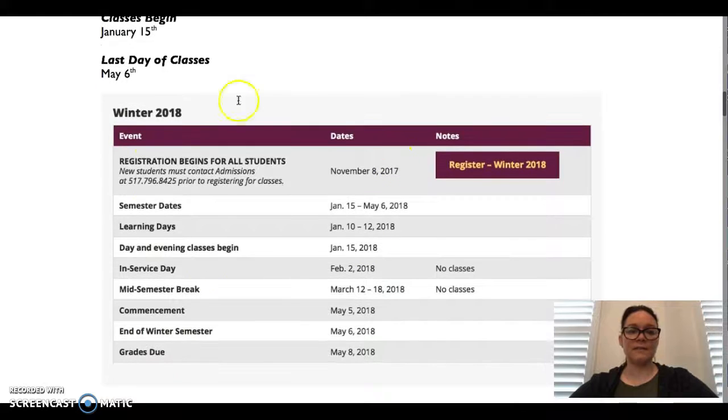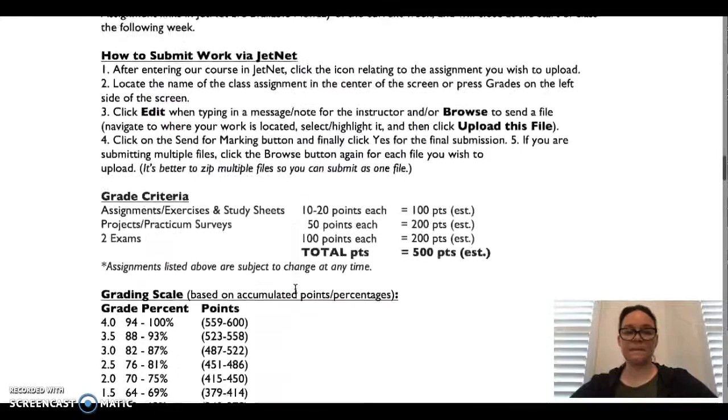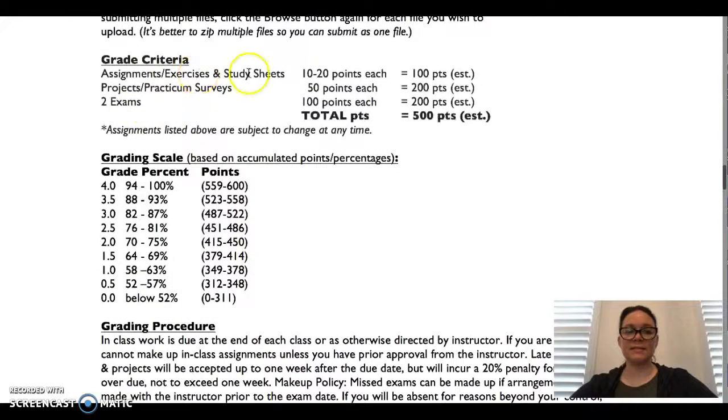You see, we've got the academic calendar. I do observe mid-semester break between March 12th and the 18th. Our assignments are exercises. You have weekly study sheets, and then we have some survey assignments as well as compare and contrast and a couple exams.